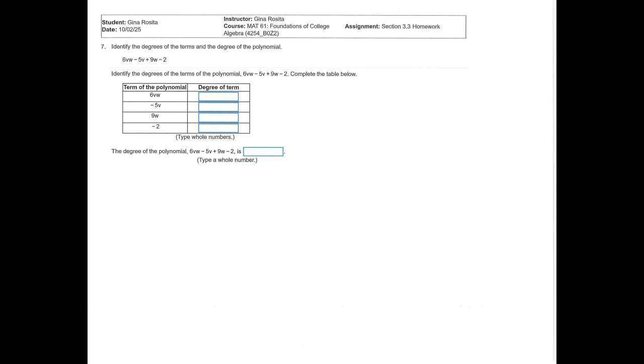Identify the degree. Okay, remember again, identify the degree of the terms and the degree of the polynomial. Identify the degree of the terms of 6VW minus 5V plus 9W minus 2. You have to complete the table below. Now, there is a definition for this one. The degree of a term in one variable is the exponent of the variable.